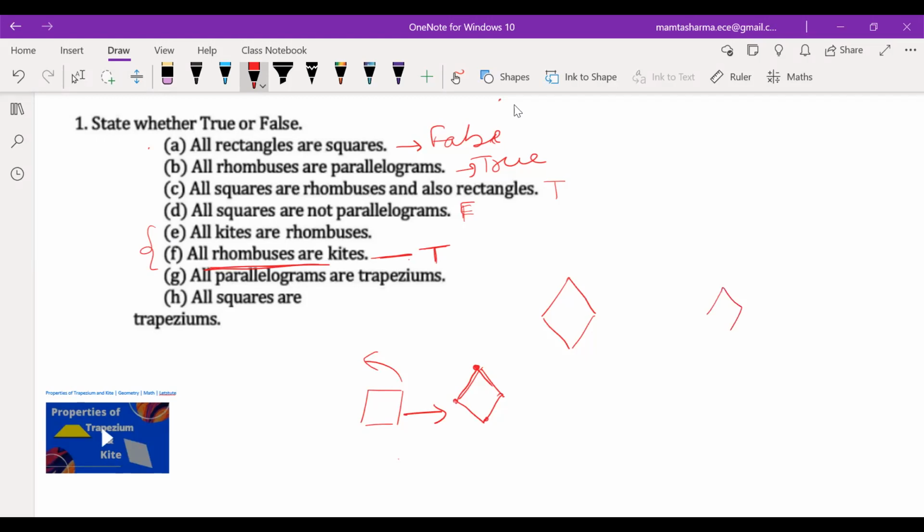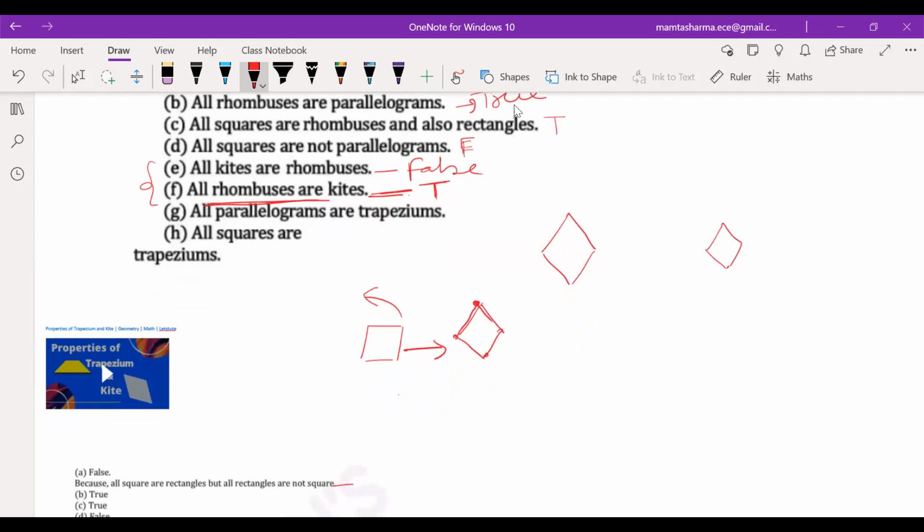A rhombus and a square are special cases of a kite. So all kites are not rhombuses, but all rhombuses are kites. So the F statement is true. This is false.